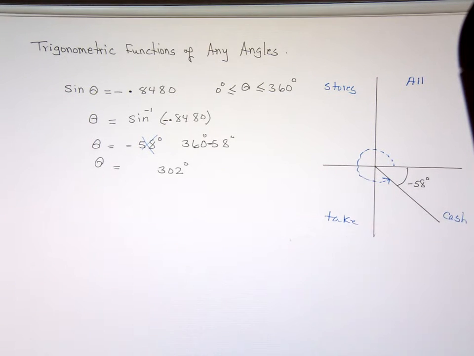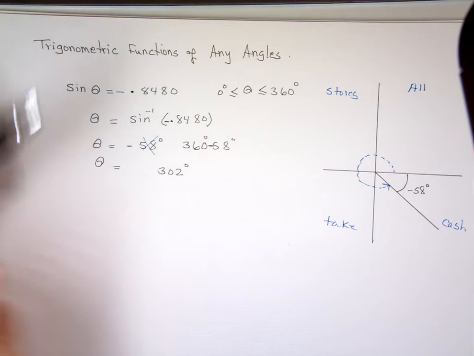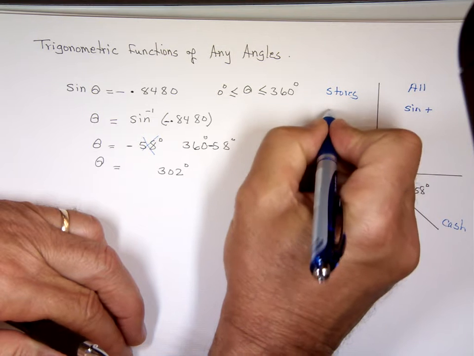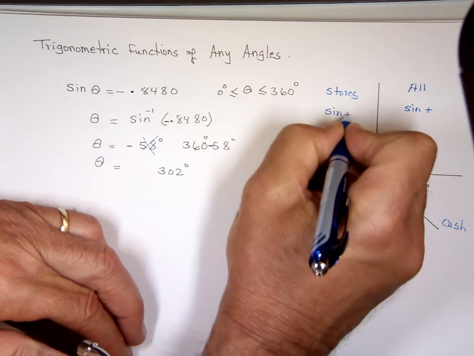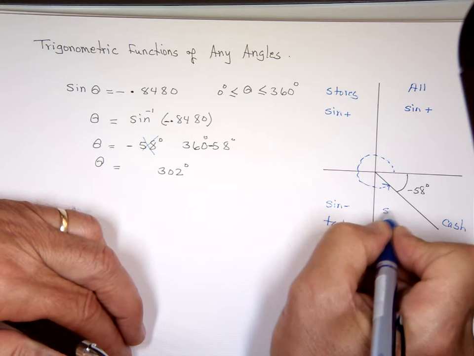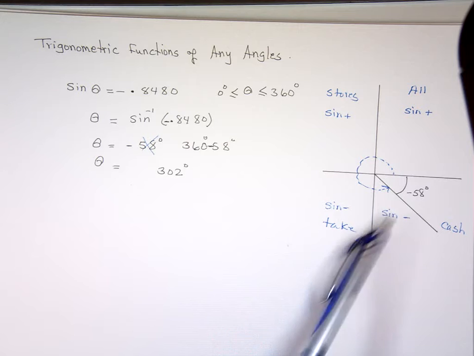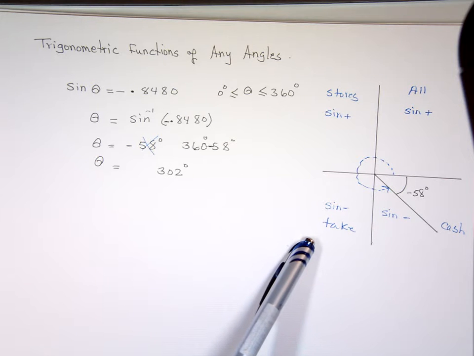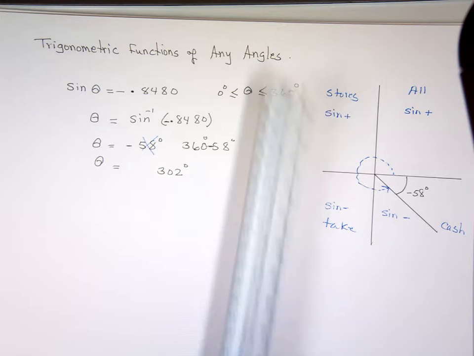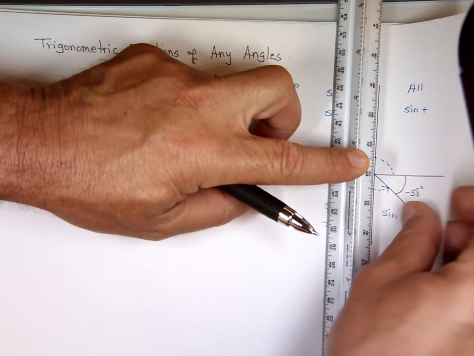I'm talking about the sine, just because the problem is dealing with the sine here. The sine is positive in this quadrant. The sine is negative in this quadrant. So there must be another answer in this quadrant. And how would you find out what that answer is? Imagine if you take that paper and fold it along this line.